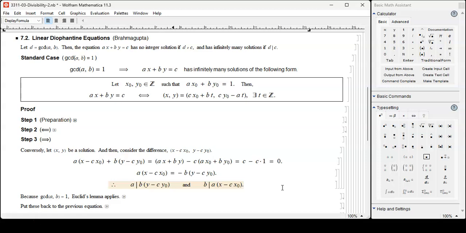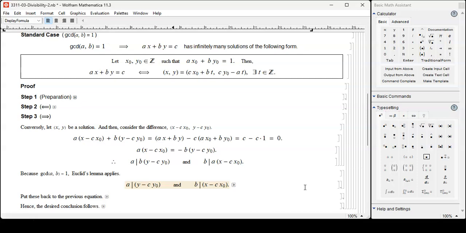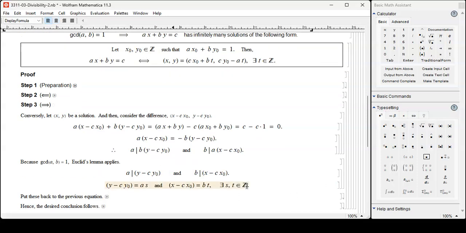Here, we're going to apply Euclid's lemma. A and B are relative primes, so A have nothing to do with B. A should just divide this thing. Same here. B and A are relative primes, so it has nothing to do with A. B should divide only this one here. So that's the conclusion you get. A divides that parenthesis, B divides this parenthesis. So this parenthesis is some integer times A. That parenthesis is some integer times B.